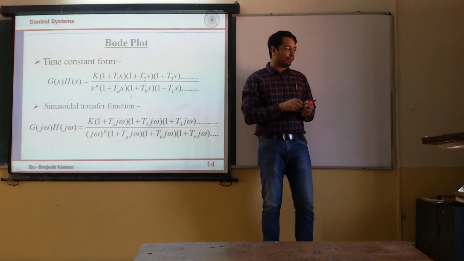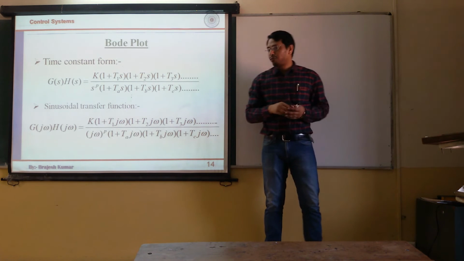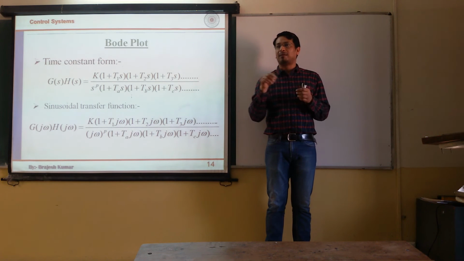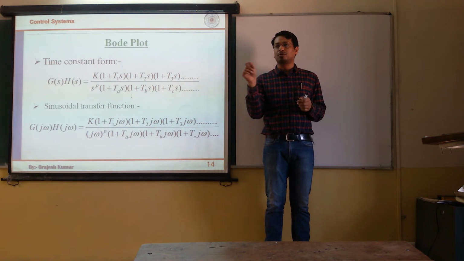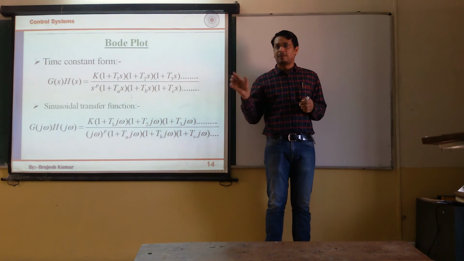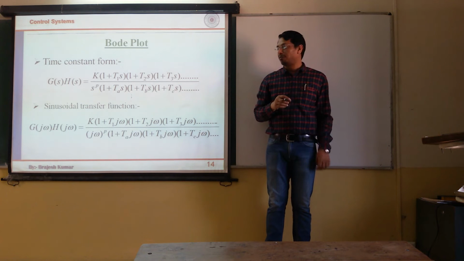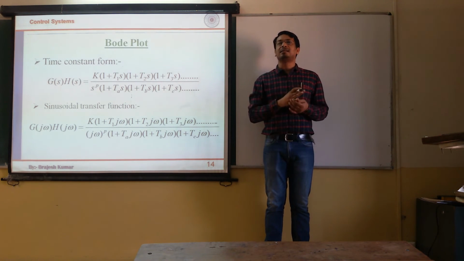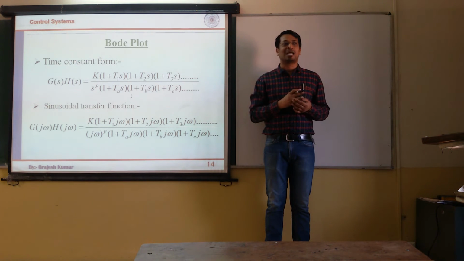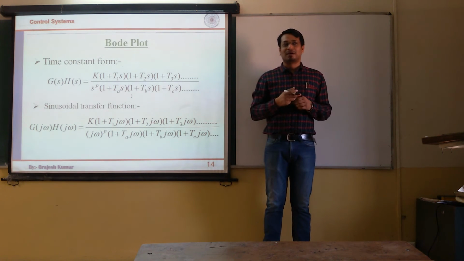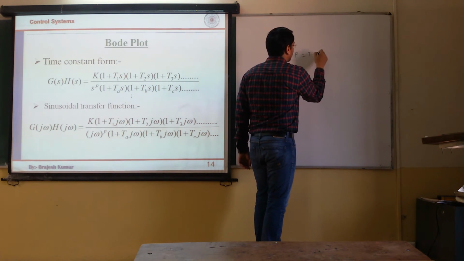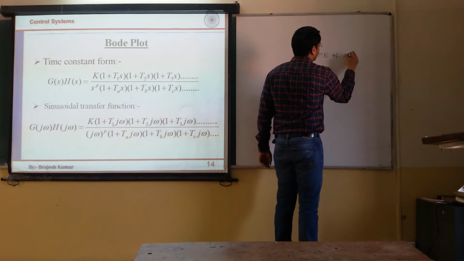I have already discussed the time constant form, and if you have missed that particular class, you can refer to it. It is K multiplied by 1 plus some time constant multiplied by s; such a form is known as the time constant form, divided by s to the power p, where p is the type of the system. While discussing type and order of the system, I think you might remember. This is the time constant form of the system, where p is the type of the system.